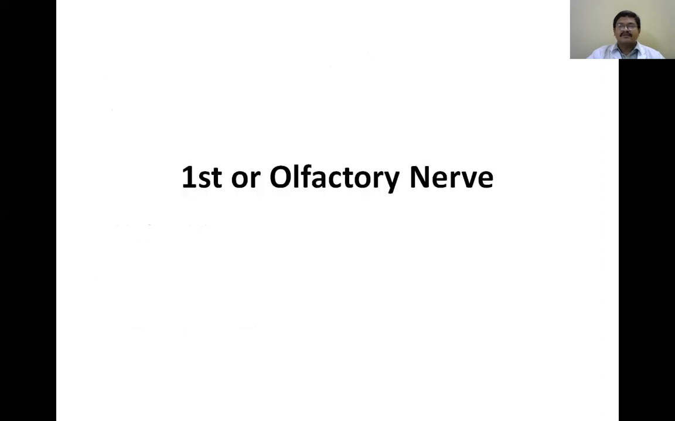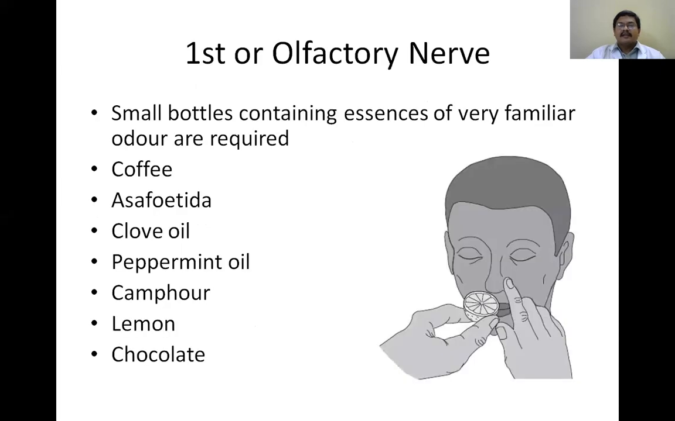The first and foremost is the olfactory. It is the sense of smell. For this you require small bottles containing different essences, commonly asafoetida, the coffee or the clove oil, even the peppermint. You can use the camphor and the lemon. Here you use the lemon. First you require these things before you test the individual.